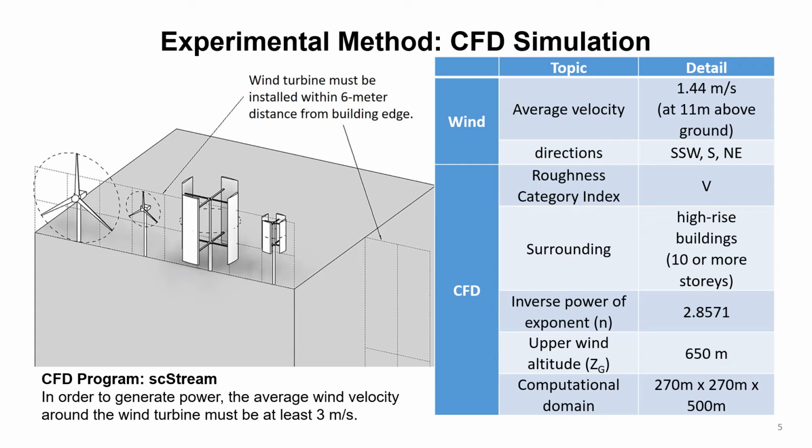The study was based on computational fluid dynamics or CFD simulation. The setting condition for wind simulation studies was urban area, which gave roughness category, index, and inverse power exponent as shown in the table. To avoid the boundary layer effect, we provided a computational domain wide enough to put all models in the middle. The CFD program SC stream was employed for this study, and in order to generate power, the average wind velocity around the wind turbine must be at least 3 meters per second.